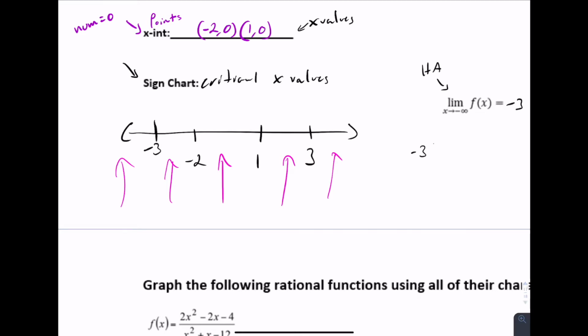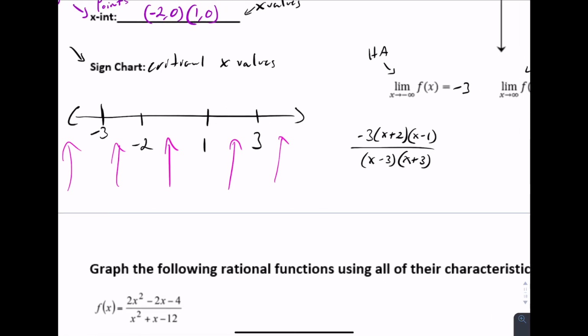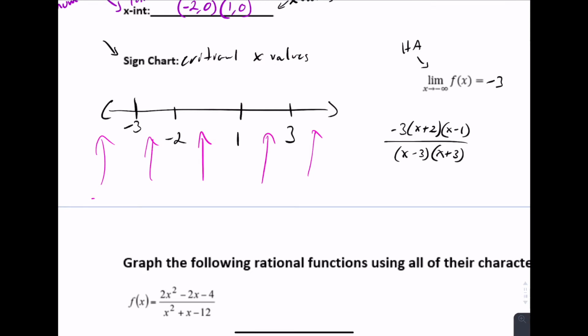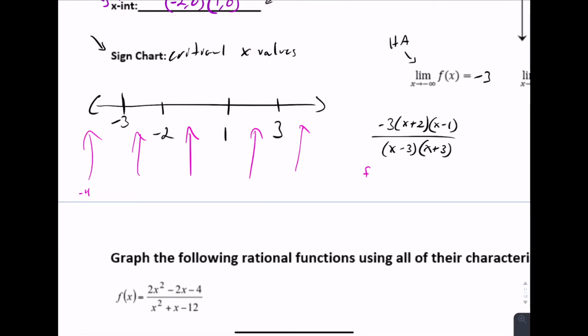So let's see, that was negative 3, x plus 2, x minus 1, all over, x minus 3, x plus 3. Okay, cool. Now you're going to pick your favorite numbers, you're going to plug it in, and all I care about are the signs. So pick your favorite number before negative 3. I'll do this in pink. Let's say negative 4. So now what is f of negative 4? Well, I'm just plugging in negative 4. So negative 3, that's still negative. If you plug a negative 4 into this, that's going to be negative. And if you plug a negative 4 into that, negative. And if you plug a negative 4 into this bottom one, negative. And if you plug a negative 4 into that, negative.